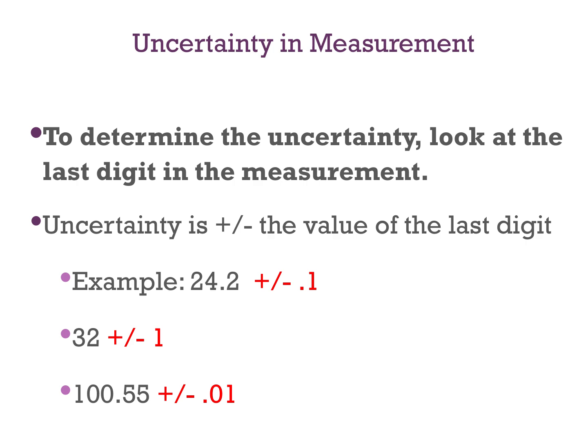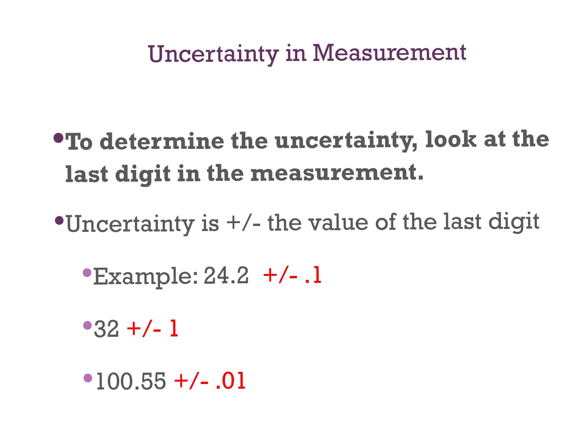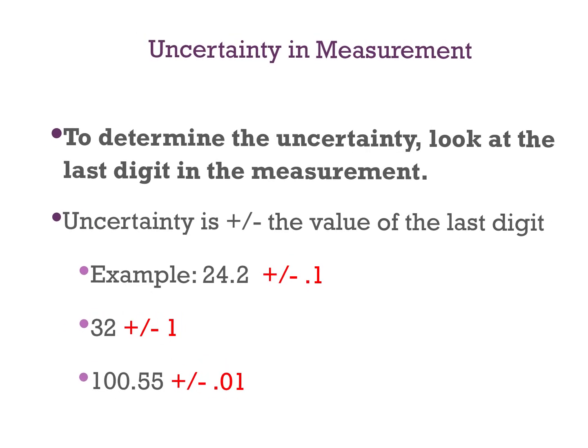So then with that line we talked about, if humans are measuring, there's always going to be a little bit of error because you have to guess, right? We're always guessing that last digit. So if there's error, that means there's uncertainty in measurement. To determine the uncertainty in the measurement, we just look at the last digit. And that uncertainty is just plus or minus the value of the last digit.